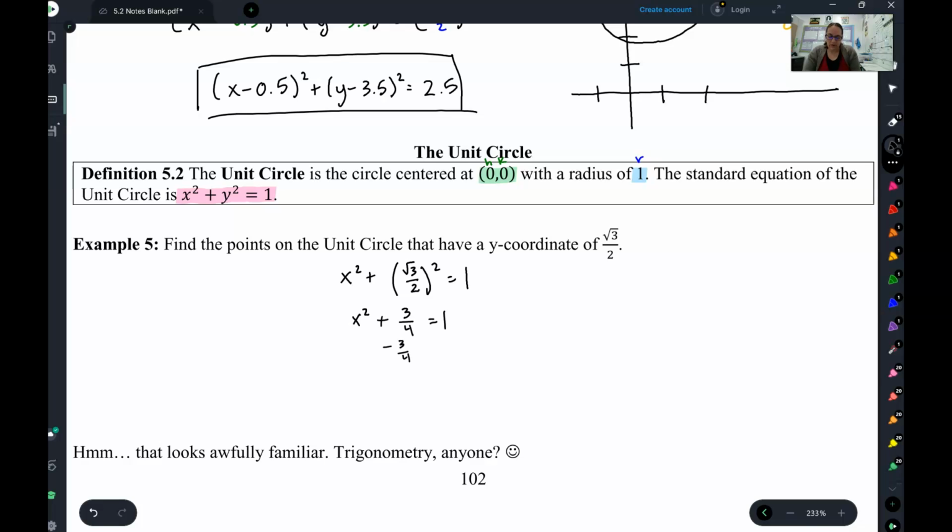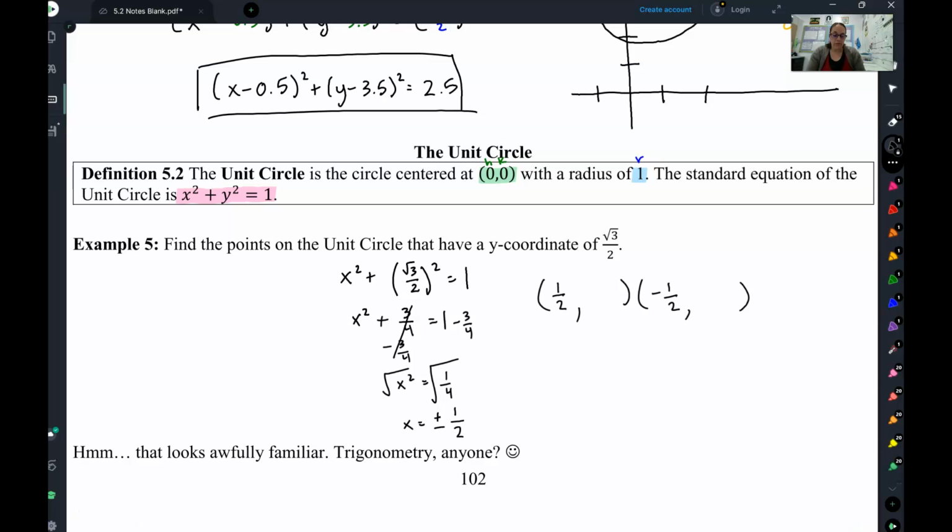Subtract 3/4 to solve for x. Square root. But remember, anytime we square root, we get plus or minus. And the square root of 1/4 is 1/2. So I actually have 2 points here. One that has an x value of a positive 1/2 and one that has an x value of a negative 1/2. And both of these will have the same y value.